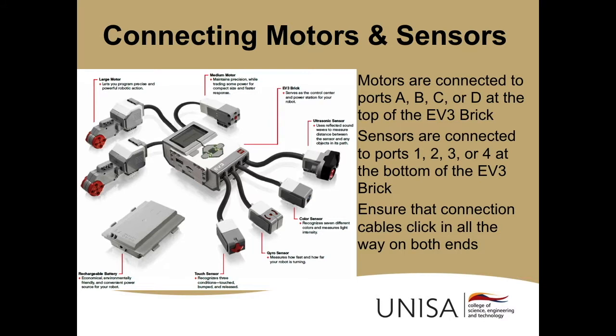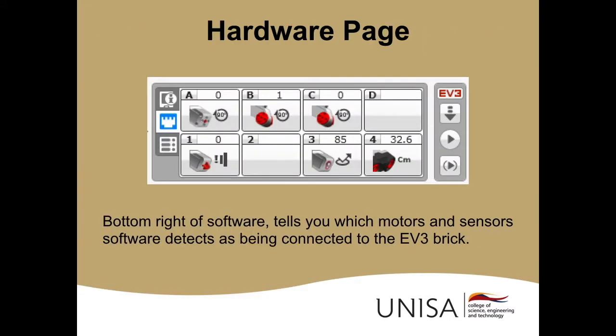Next, you switch on your EV3 brick by pressing the center button and waiting until the status light turns green. And then you connect your EV3 brick. For the first time, I recommend via USB cord to the computer and open the software. On the bottom right of the software, you will see the so-called hardware page. And the hardware page shows you what the software knows about the robot that is connected to the computer.